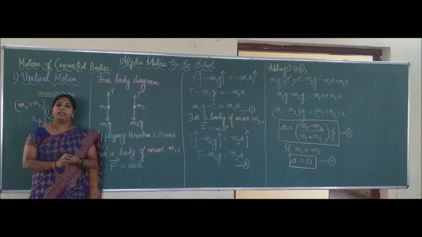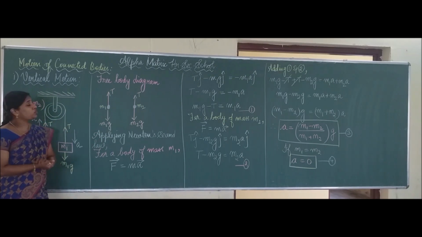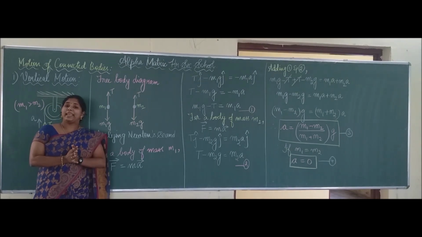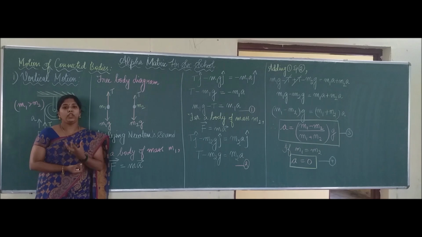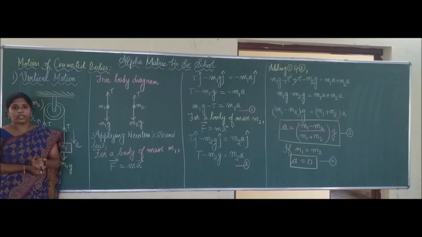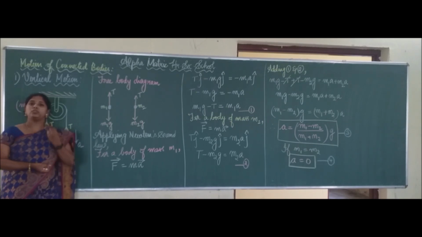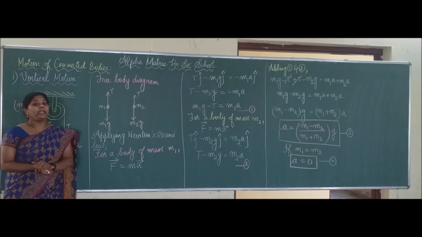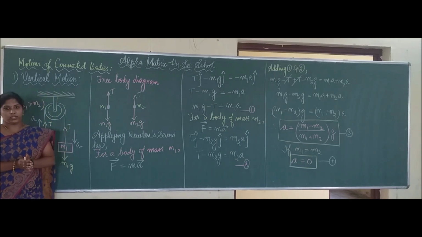The last class we had seen the topic: two bodies connected on a horizontal surface, right? So here the topic is motion of connected bodies. A body is connected to an inextensible string. For example, if you consider any object connected to a string and you apply some force on it, it may move either vertically or horizontally. At that time it will produce some tension in the string, and it also affects the acceleration.